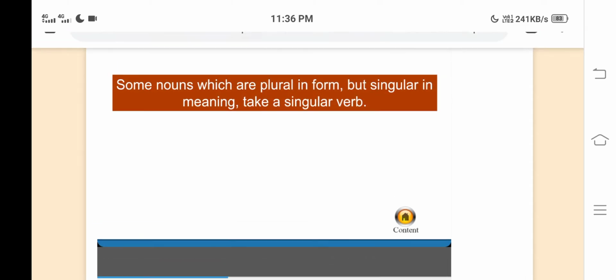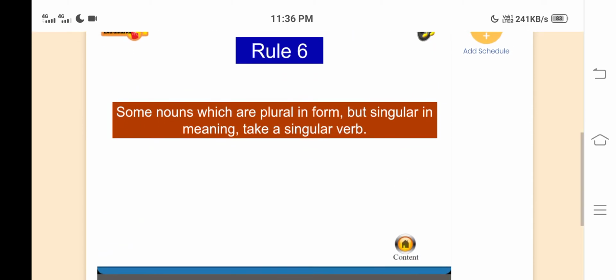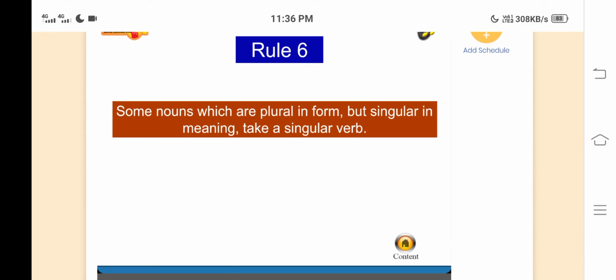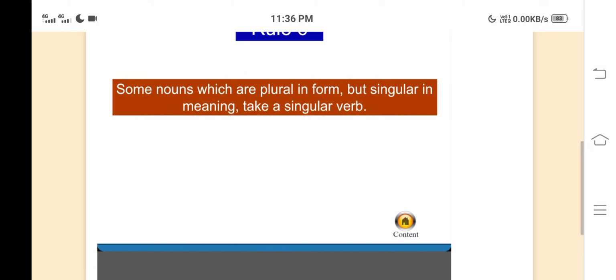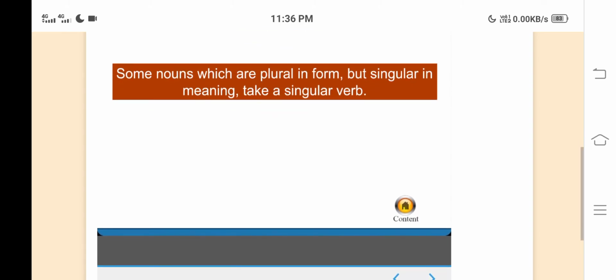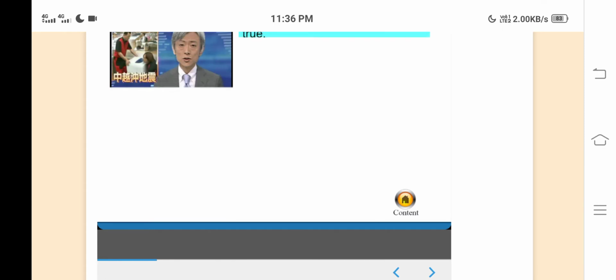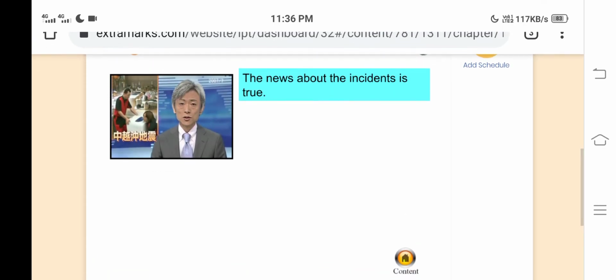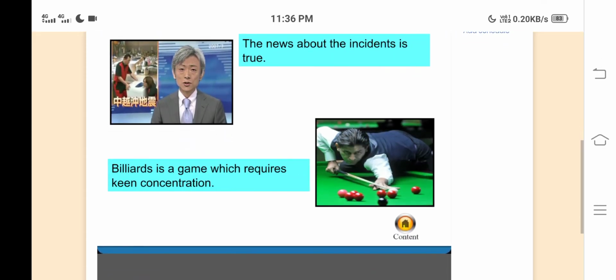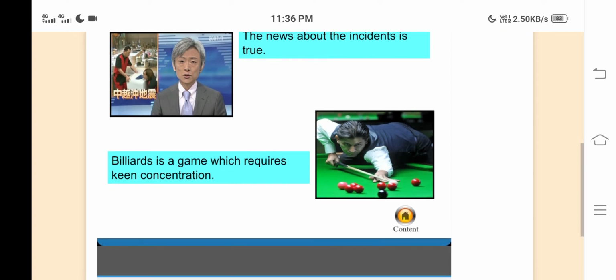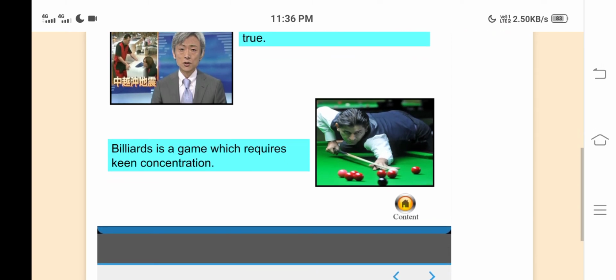Rule number 6. There are nouns like politics, mathematics, economics, etc., which refer to a single thing. They are singular. In the sentences, the news about the incidents is true, and billiards is a game which requires keen concentration. The news and billiards are singular.